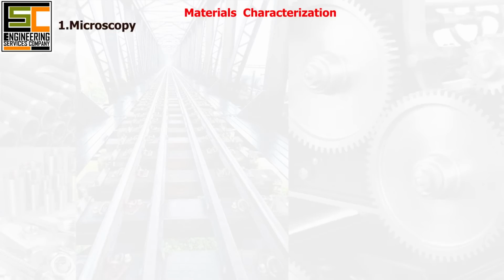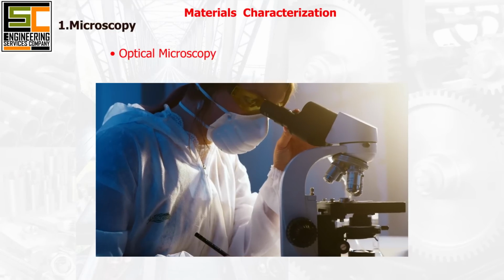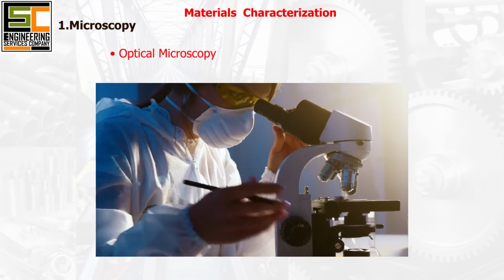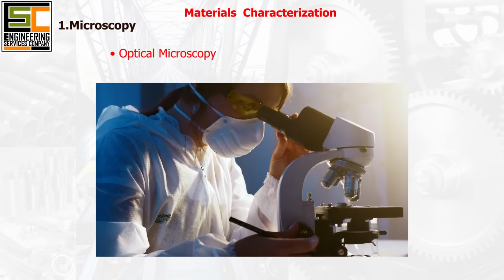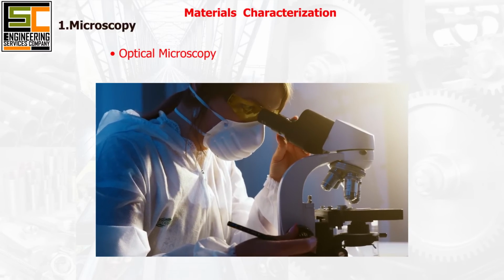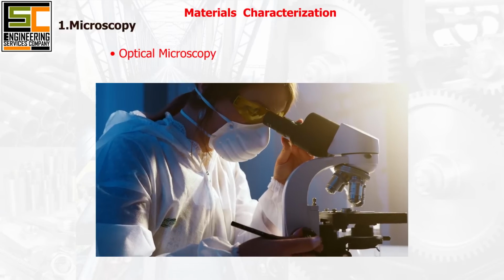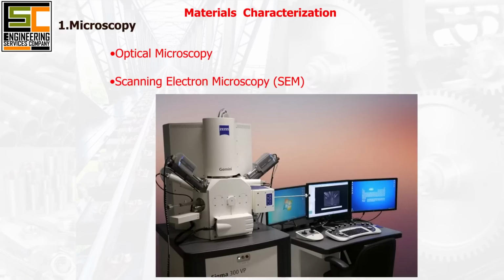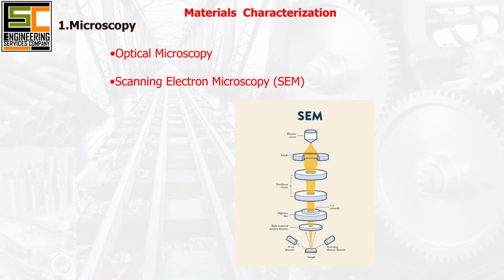1. Microscopy. Optical microscopy uses visible light to observe the surface morphology and microstructure of materials. It provides information about grain size, surface features, and defects. Scanning electron microscopy (SEM) provides high-resolution images of material surfaces using a focused beam of electrons. SEM can reveal details at the nanoscale and is useful for studying morphology, composition, and microstructural features.